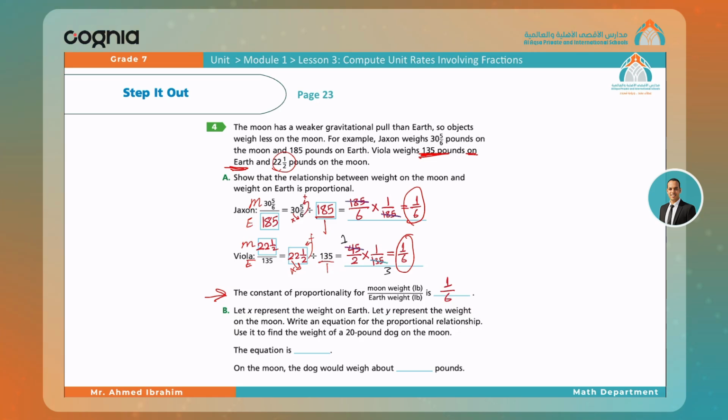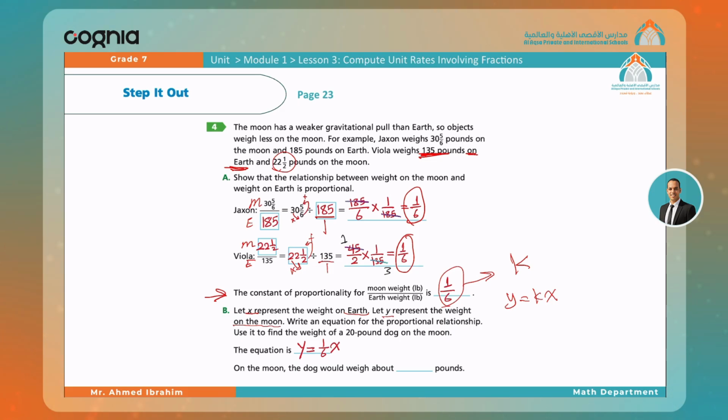Letter B. Let X represent the weight on Earth. So X is the weight on Earth. Let Y represent the weight on the moon. Write an equation for the proportional relationship and use it to find the weight of a 20-pound dog on the moon. So guys, remember that constant of proportionality, which we call K. Remember how the equation was? Yes, it's Y equal KX. And the K is 1/6, so the equation can be Y equal 1/6 X. Y is the weight on the moon, and X is the weight on the Earth.